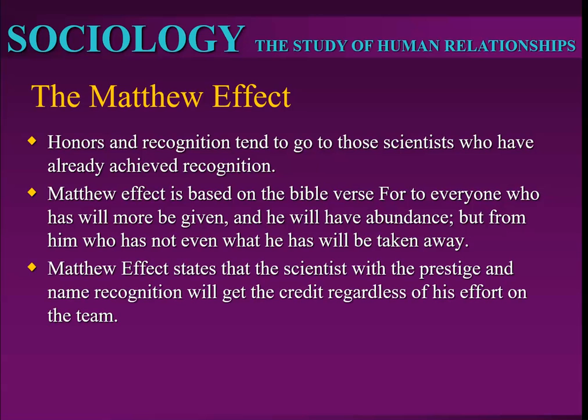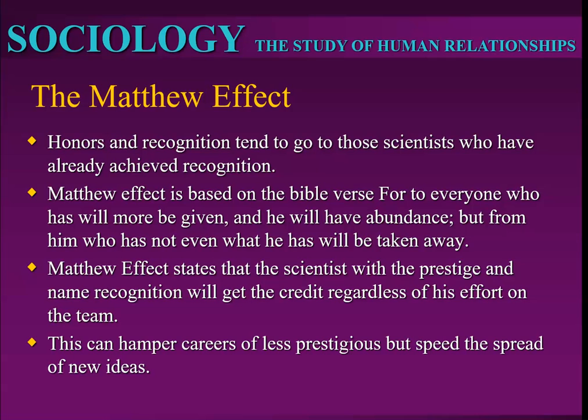The Matthew effect states that scientists with prestige and name recognition will get credit regardless of their effort on the team. And this is why oftentimes scientists will pick a person with a prestigious name in order to lend credibility to their study. That person may not play an active role. However, when they publish their results, it will draw more attention because of the prestige of that particular person. It will thus add to their prestige and lend legitimacy to the research.